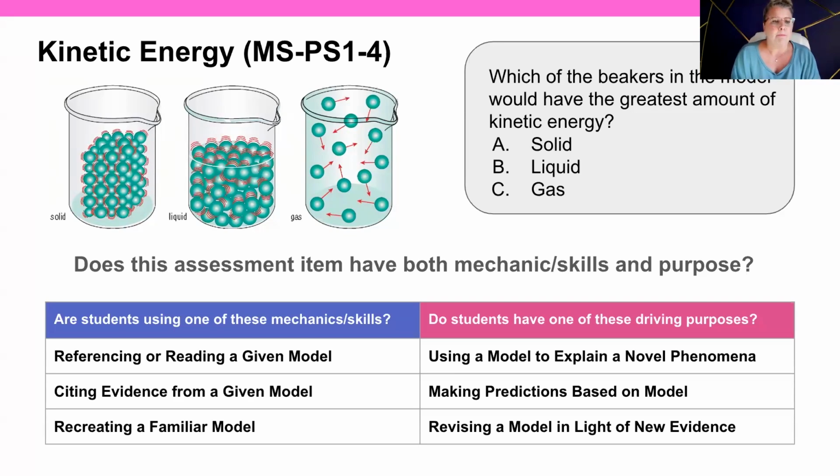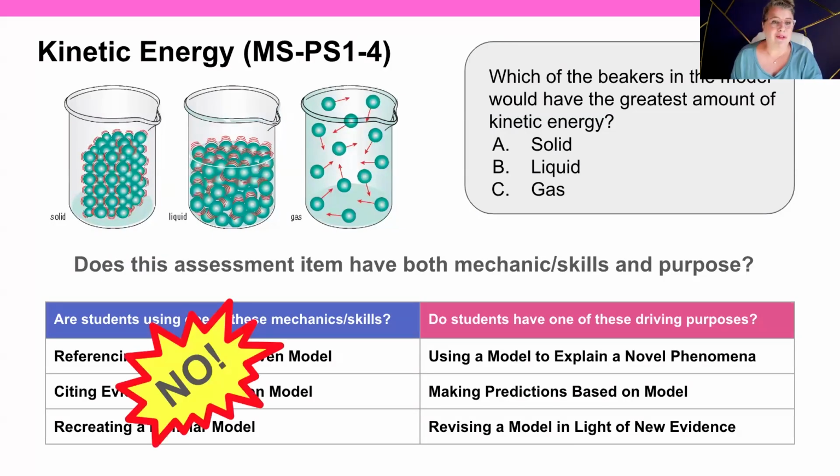Yes, okay. But when we're looking at the mechanics and skills level there, do students actually need the model to answer this question? Like Brendan was mentioning, we're looking at that knowledge versus thinking. And in this case, students might just have the knowledge that gases have a larger amount of kinetic energy based on what you talked about before. In fact, I could even cover up this picture and potentially still answer this question. So really, are students using one of these mechanics or skills? No. I would say that they're not even utilizing the skills here that we need to teach in terms of modeling.